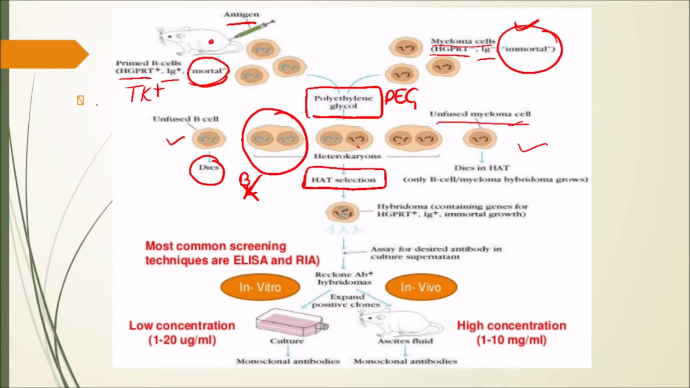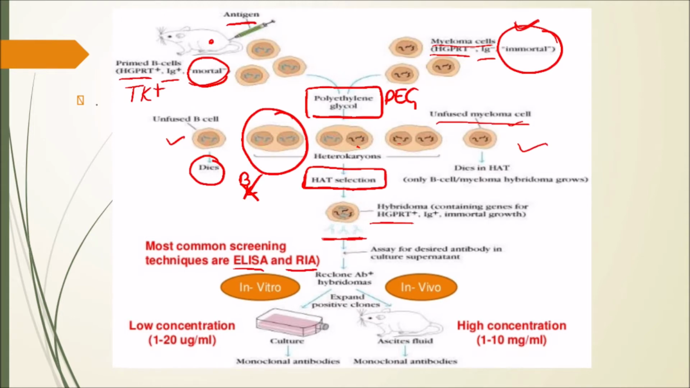So these unfused myeloma cells and fused myeloma cells both will not survive, but this hybrid, that is the fused B cell and myeloma cell, will survive, because they will transfer this gene HGPRT from the B cell to the myeloma cells. That's why they can survive. So these hybridoma cells will generate antibodies against this particular antigen which was injected into the animal. These antibodies are further screened through the process of ELISA and RIA.